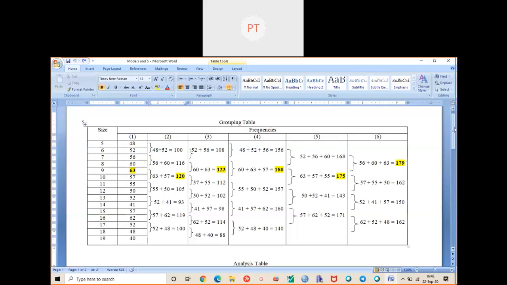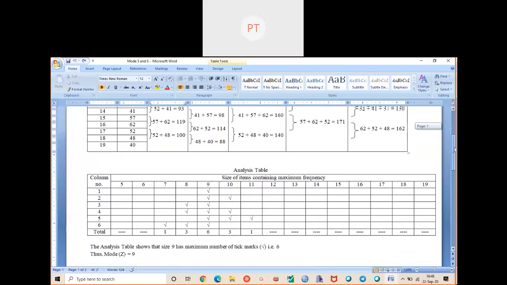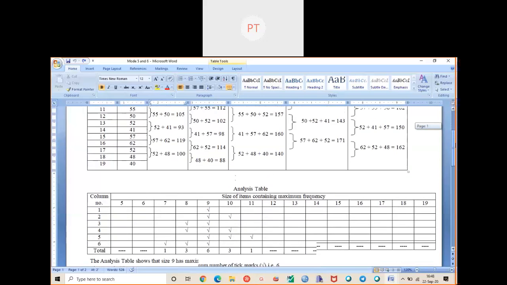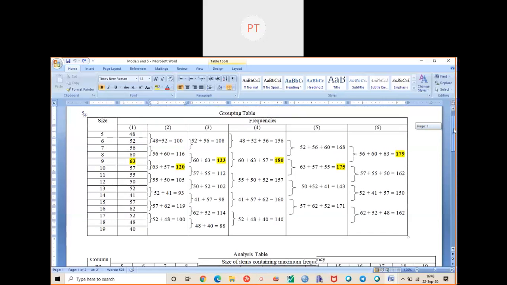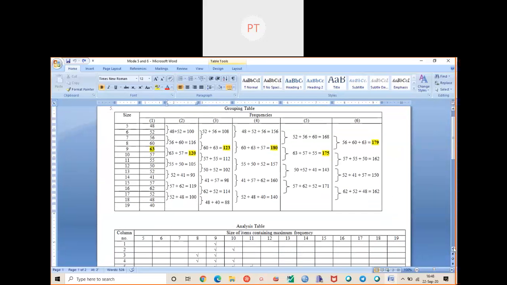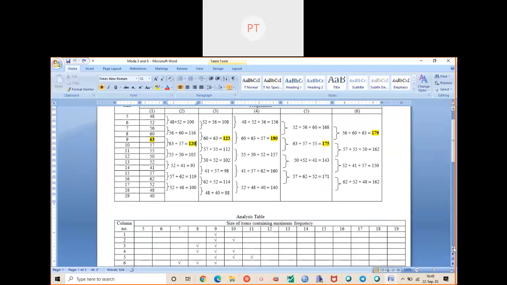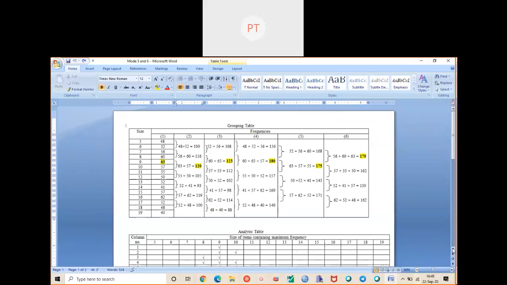Okay, now let us go to the analysis table. This analysis table has been prepared using this grouping table only. Let me just minimize this for a bit so that we can have a look at this analysis table as well as the grouping table. Okay, let us minimize a bit more.